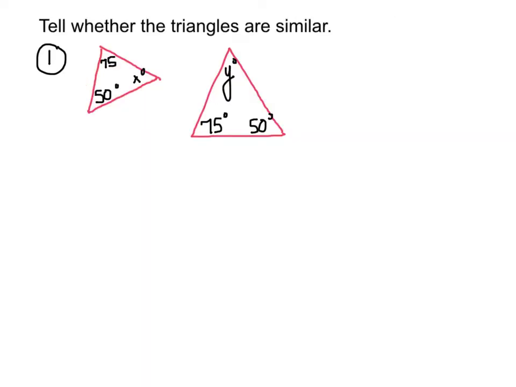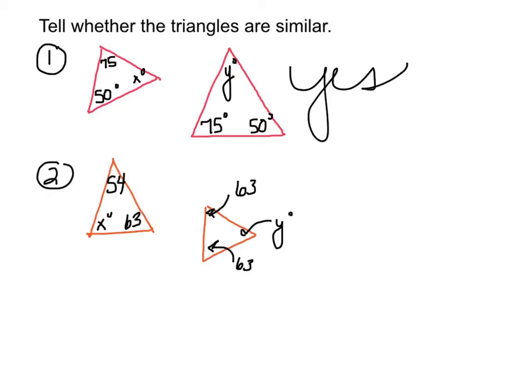Example number 1, I want you to jot this down, make sure you write this. Tell whether the triangles are similar. So all you do is look at it. Do they have at least two angles that are the same in both figures? Here we have a 50, here we have a 50, 75 and 75. Therefore, those angles are congruent. The triangles have two pairs of congruent angles, so the third angles are congruent, which means, yes, these are similar.